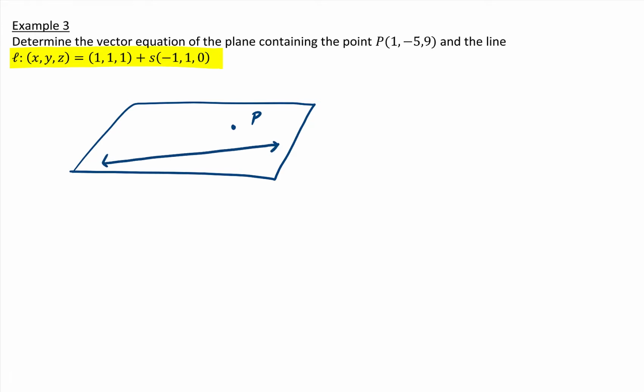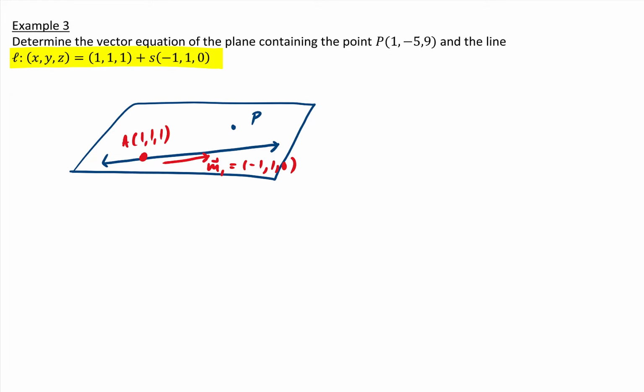And remember that a line has a point, which in our picture is 1, 1, and 1. So we're going to add that to our diagram. And it has a direction, M. So we'll call that M1. And we can see that's equal to -1, 1, and 0.